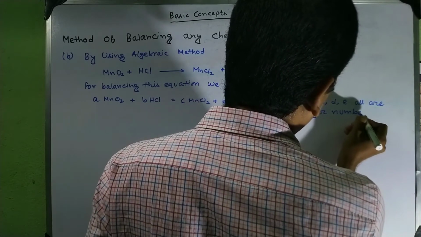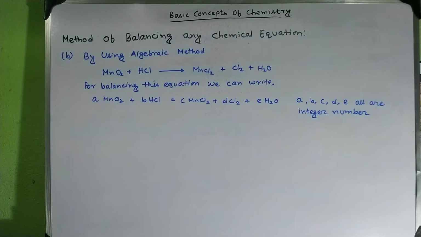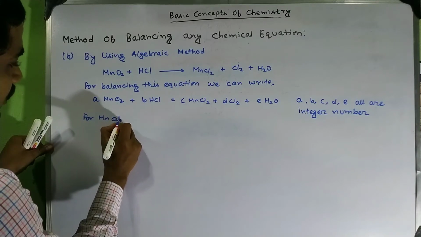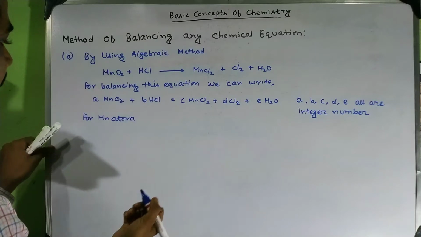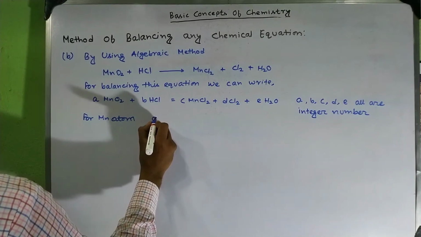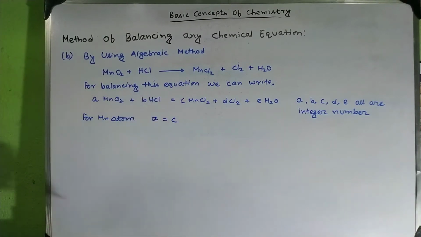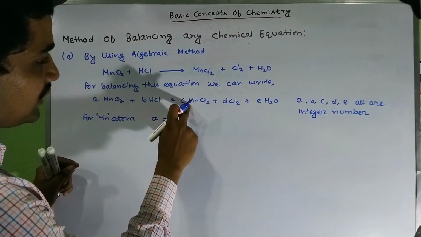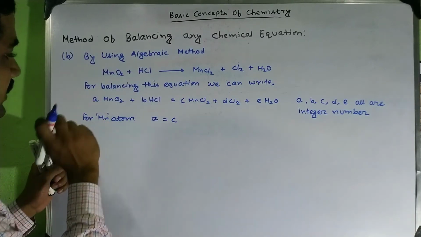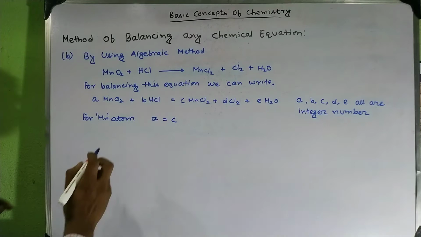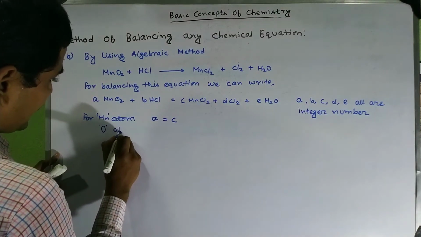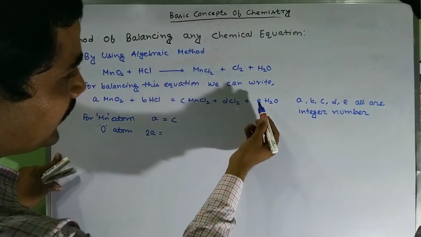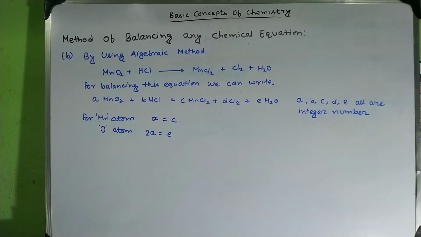Okay, now I write that for Mn atom, if the reaction is in balanced form, then I can write A equal to C. Look, for Mn atom I can write A equal to C because this Mn uses this C and here Mn uses this A, that's why A equal to C. Okay, now for O atom I can write 2A equal to, here O is higher, E, 2A equal to E.